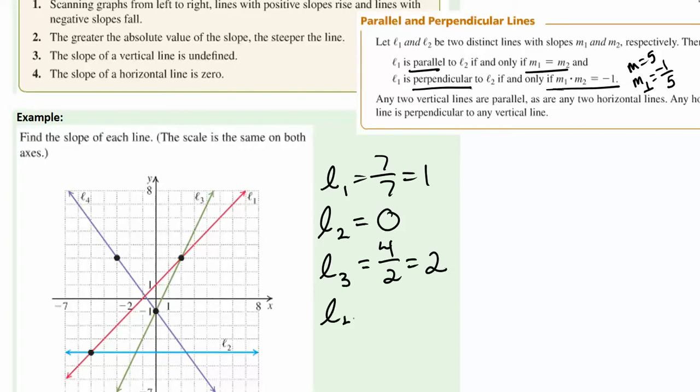And then L4 is, let's see, notice it's a downhill line. It's going to have a negative slope. If I go from this point to this point, I'm going to go 1, 2, 3, 4, 1, 2, 3. So negative 4/3, because I'm going down 4 and right 3. Or you can just know that it's negative.